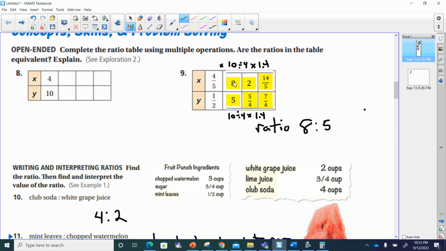I can take 8 and divide it by 4 and get 2, which means I would have to take 5 and divide it by 4, and that would give me 5 over 4. Next, I can multiply 5 over 4 times 1.4 to get 7 over 4, which means I'd multiply 2 times 1.4, and that would give me 14 over 5.